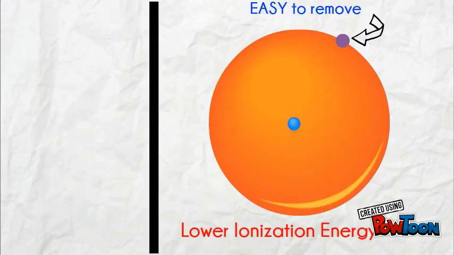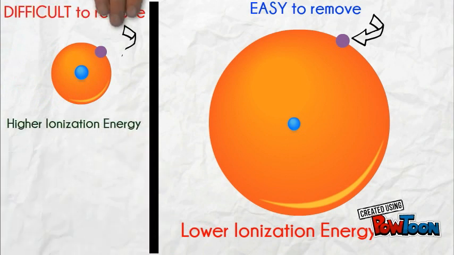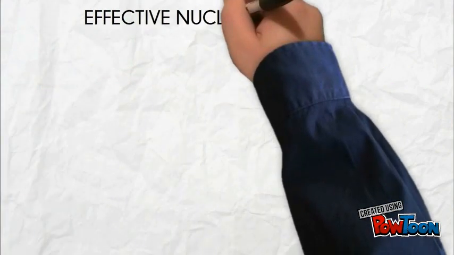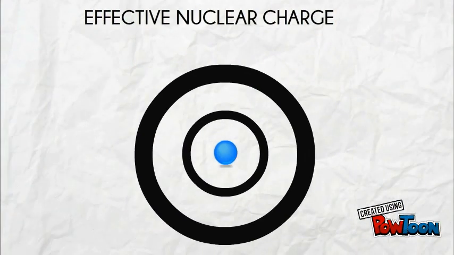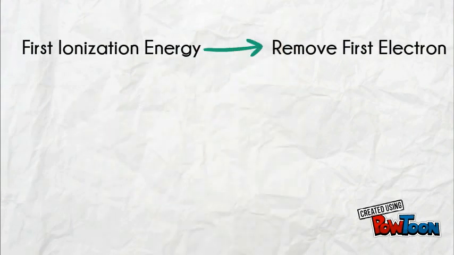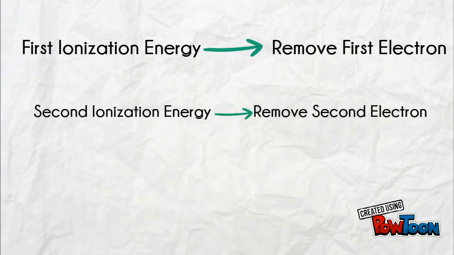As a general rule, smaller atoms have higher ionization energies because the electrons are closer to the nucleus and are harder to remove. The effective nuclear charge is the attraction between the nucleus and the valence electron. The first ionization energy is the energy needed to remove the first electron. The second ionization energy is the amount of energy needed to remove the second electron, and so on and so forth.